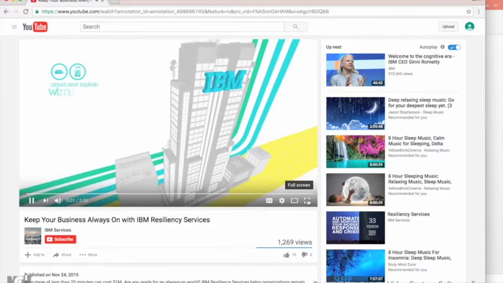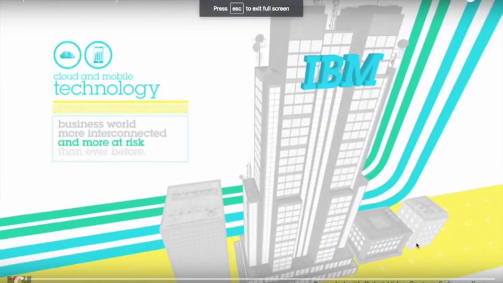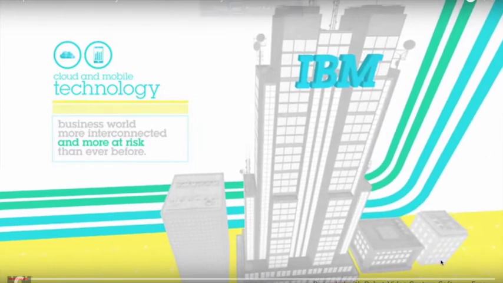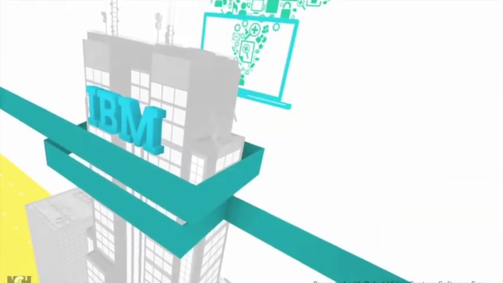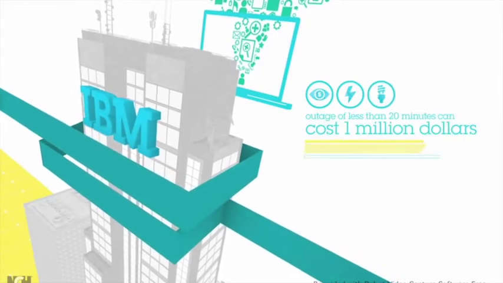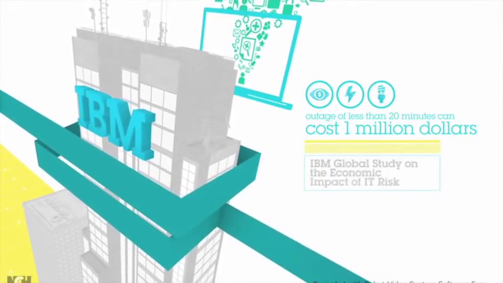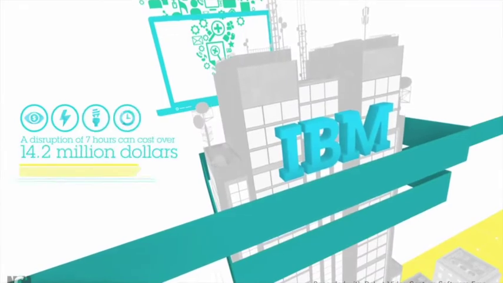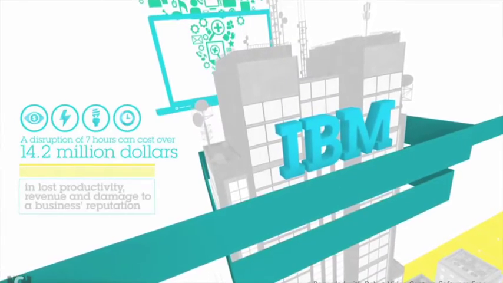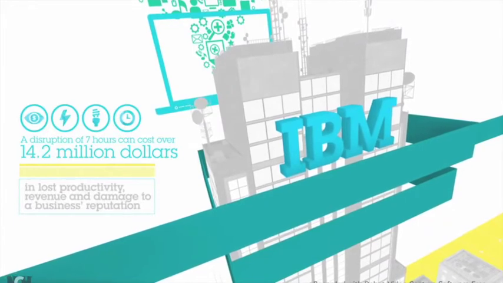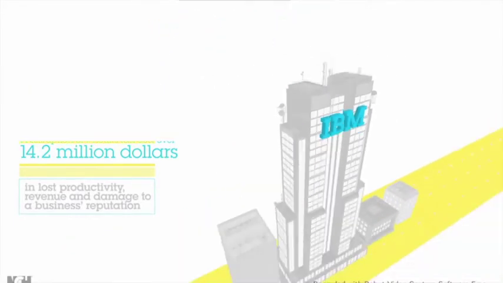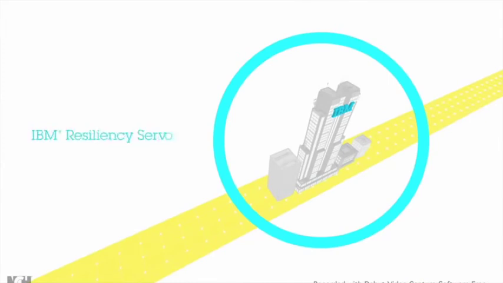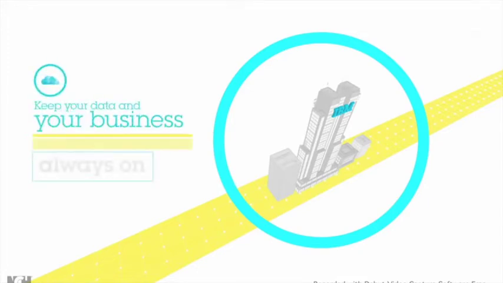Technologies like cloud and mobile have made the business world more interconnected and more at risk than ever before. According to a recent study on IT risk, an outage of less than 20 minutes can cost an organization more than $1 million. And for a disruption of 7 or more hours, over $14.2 million in lost productivity, revenue, and damage to a business's reputation. IBM Resiliency Services can help you attack threats head-on with customized consulting and cloud-based technologies to keep your data, applications, server environments, and your business always on.